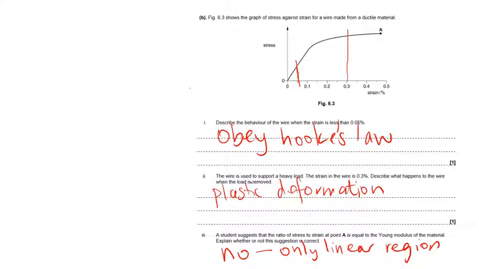Okay, describe the behavior of the wire when the strain is less than 0.05%. Before 0.05%, it is a straight line, so it obeys Hooke's law. And then it says the strain in the wire is 0.3%. Describe what happens to the wire when the load is removed. So in that region, it is plastic deformation. It won't go back to its original length. And then for part 3, explain whether or not this suggestion is correct. No, because you can only work out the Young modulus if you're using the linear region, because that is when it obeys Hooke's law.